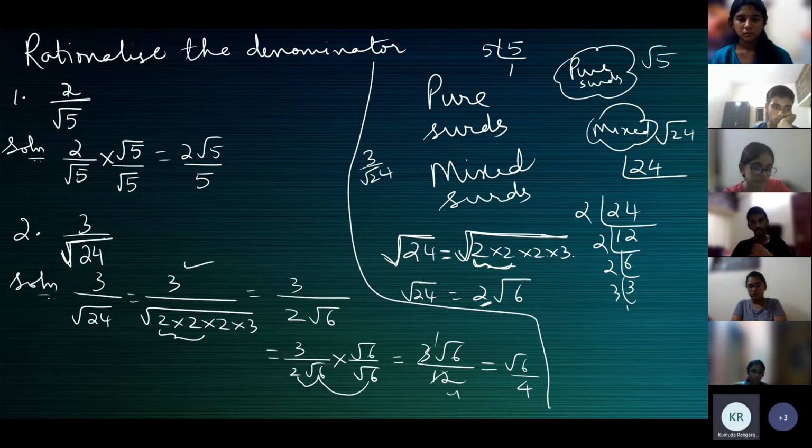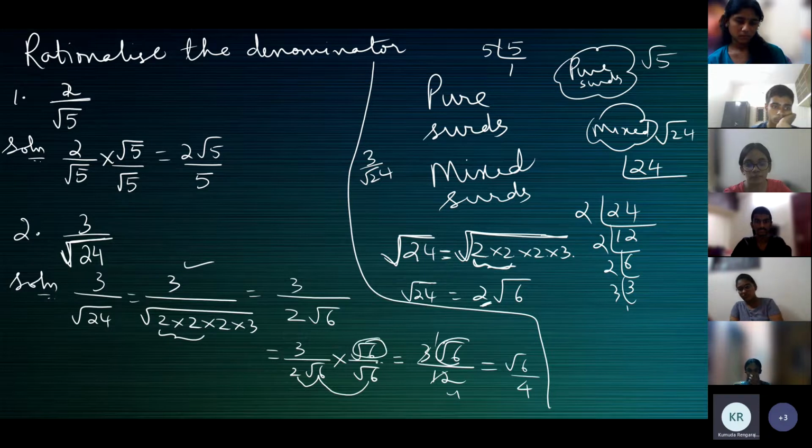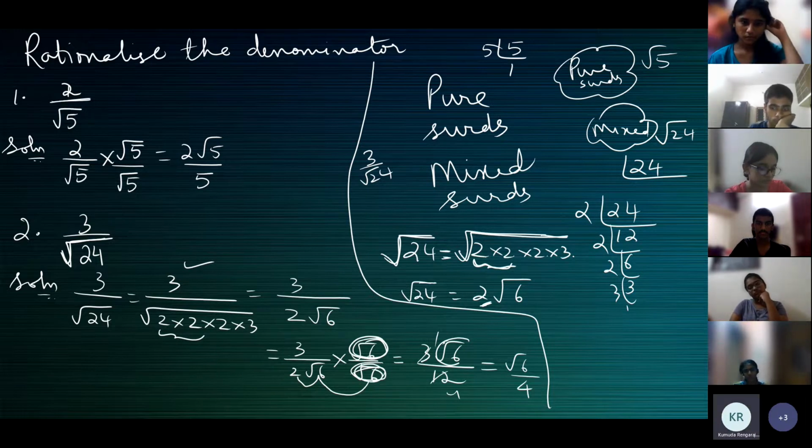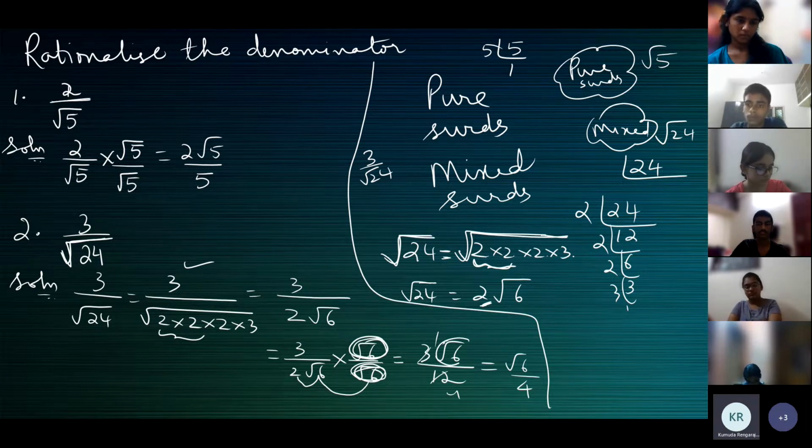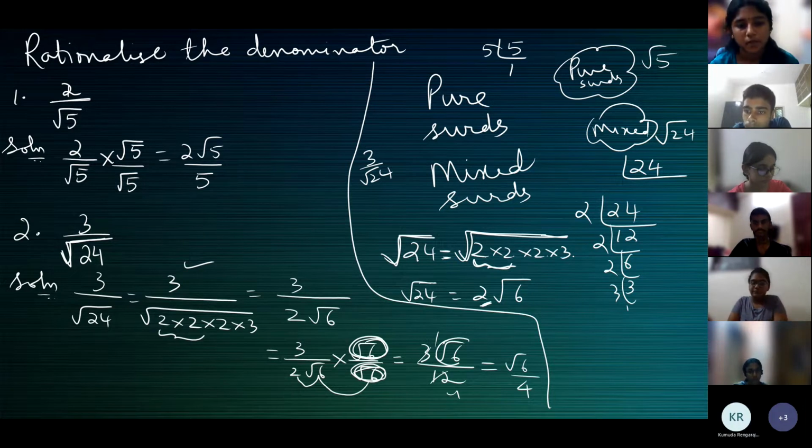If you write the rationalizing factor as root 24, you will get marks, but the least rationalizing factor, the smallest, is root 6, because you multiply the numerator and denominator by root 6, not root 24. The smallest rationalizing factor is root 6. Do we understand that, children? Yes, ma'am.